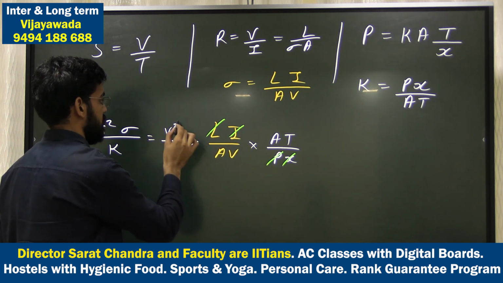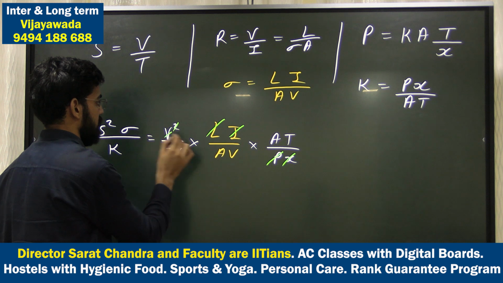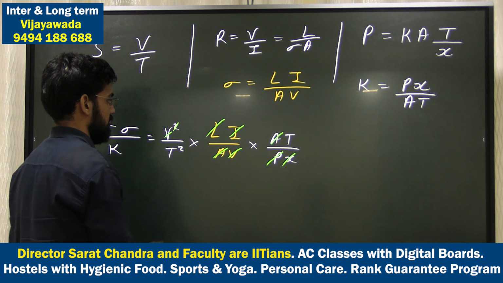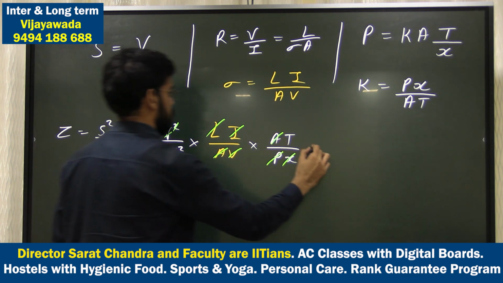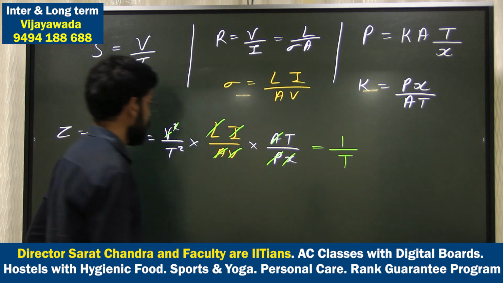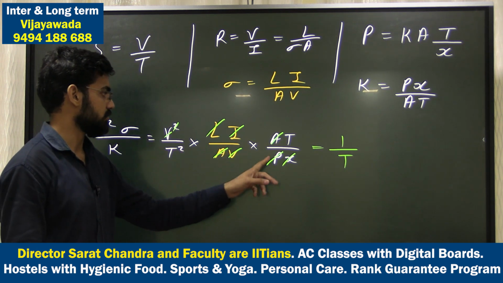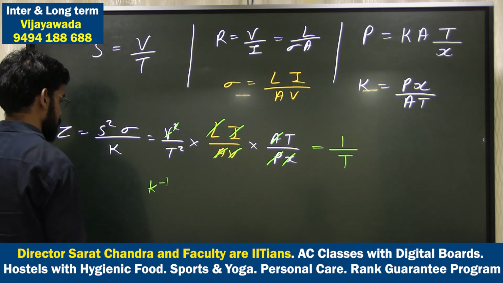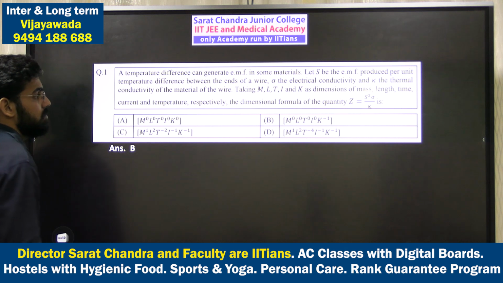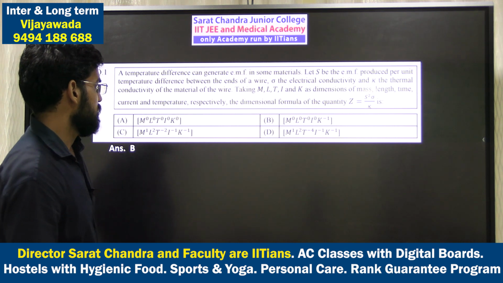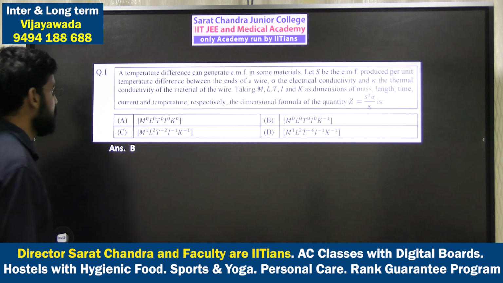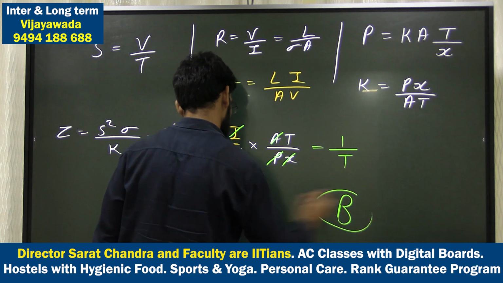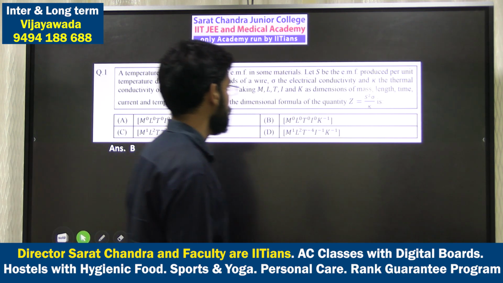So power cancels out with V and I, and one more V cancels out with this, and the area cancels out with this. So you have T, and one power cancelled out, so this is 1 by T only. Voltage into current is power, so power cancelled out, leaving 1 by T. This means Kelvin inverse, Kelvin to the power -1, and the others are 0. So if we see, option B is your answer. I hope you understood. Option B is the answer. Got it?